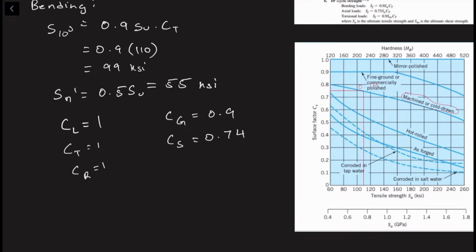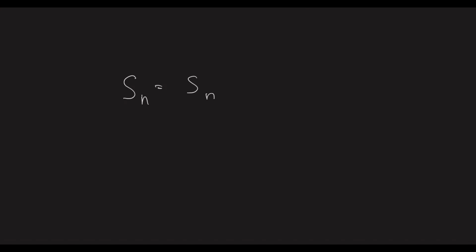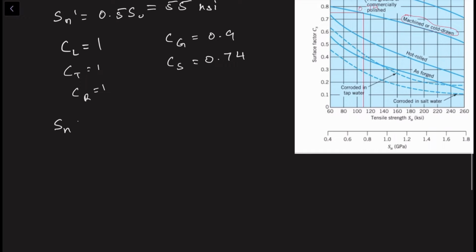Here are all the coefficients we are going to use to find the Sn. The formula we would use is Sn is equal to Sn prime times CL times CG times CS times CT times CR. Using this, we find that the Sn for bending loading is 36.63 ksi.